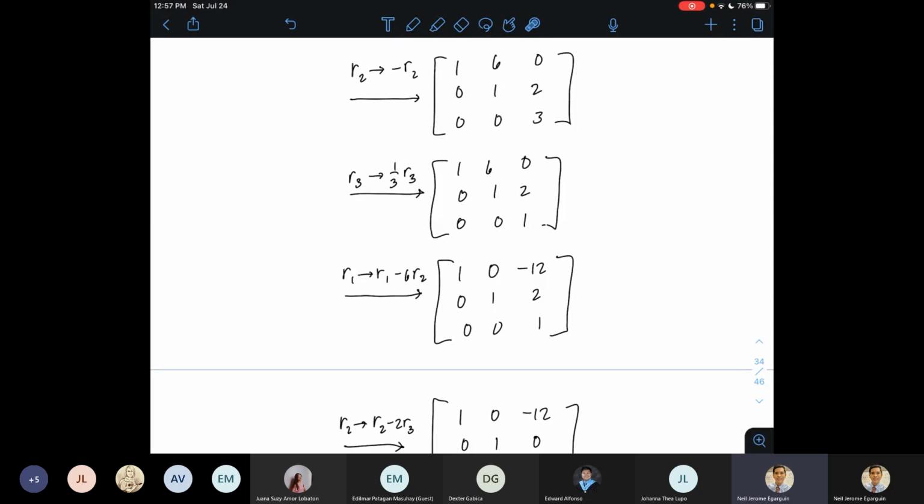Late ko na-realize na at this point pala, may leading entry na ako dito na 1, pero may 6 pa rin ako doon. So before I continue, I need to remedy that problem. Leading entry dito, this must be 0. So I need to replace the first row kasi yung form niya ay hindi magsasatisfy sa RREF. I'm going to change the first row through an ERO. Hindi na ako pwedeng mag-multiply by a scalar. Kasi pag nag-multiply ako ng scalar, mamumultiply din yung leading entry, hindi na siya magiging 1.